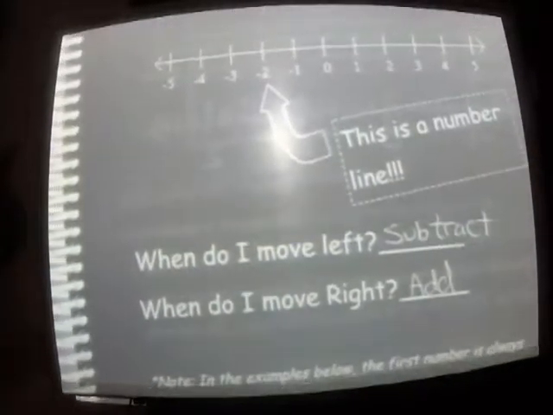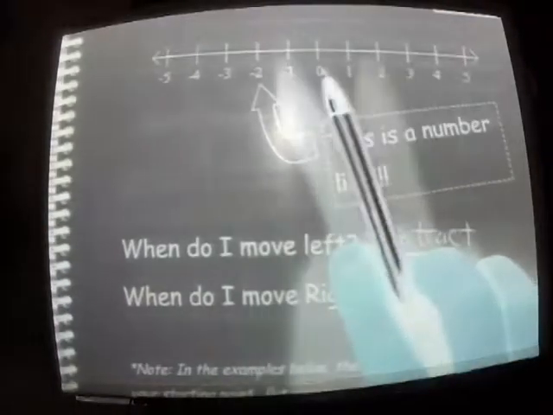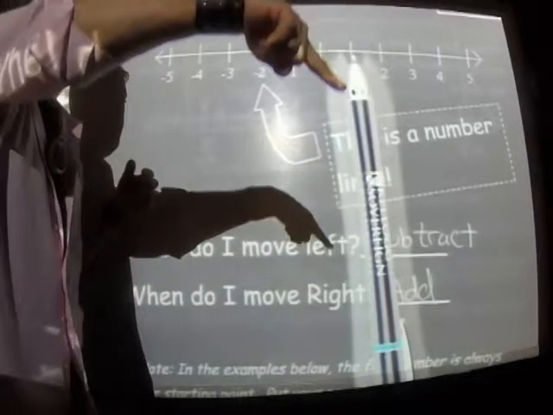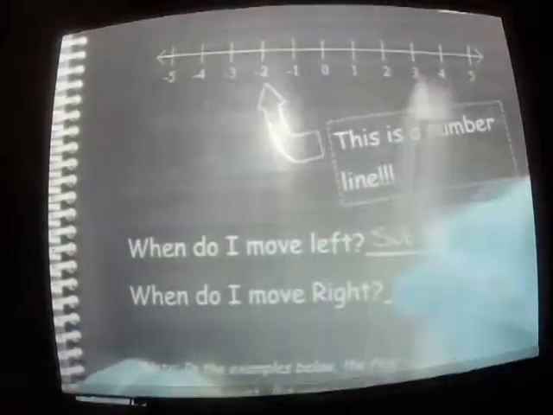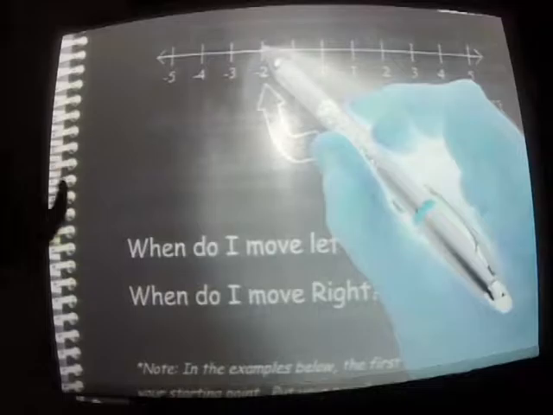That's the only reason this number line is up here, other than just looking pretty. We're going to use it. I put my pencil on 1. Now I said 1 minus 3, or 1 subtract 3, so I'm going to go left or right? Left. Pretty easy, right? 1, 2, 3. Where do I end up? So the answer is -2.